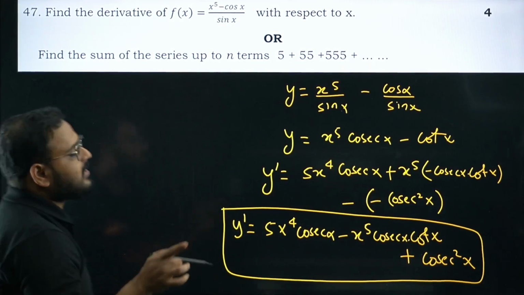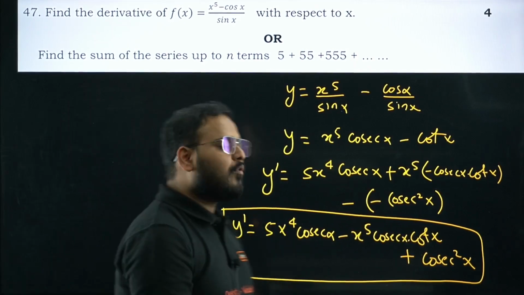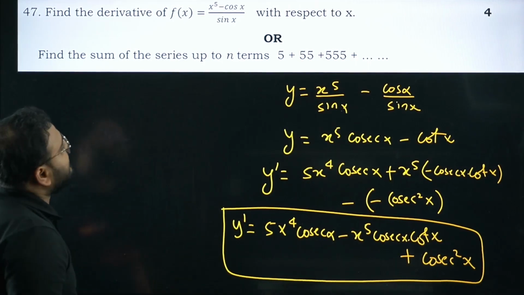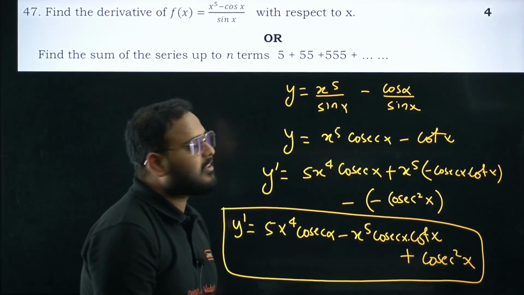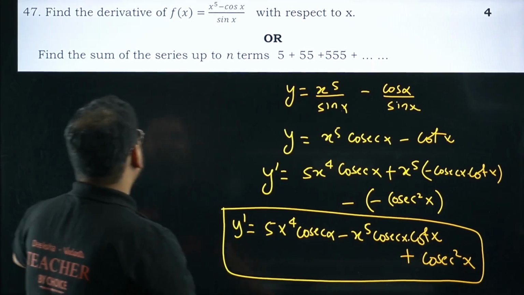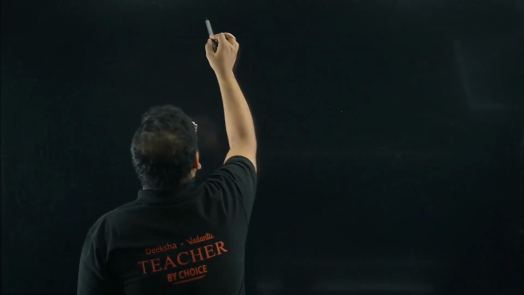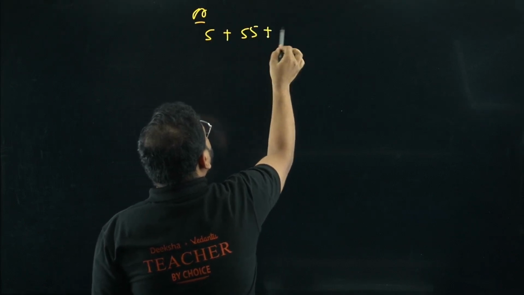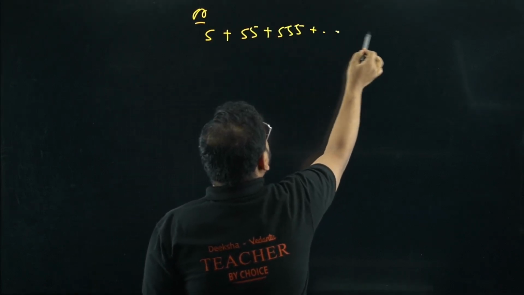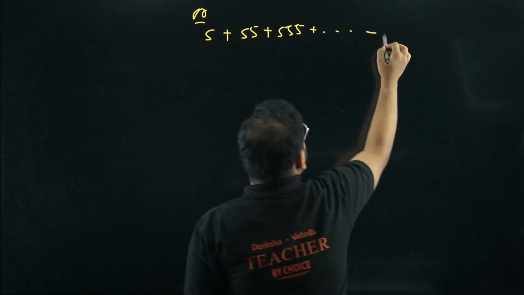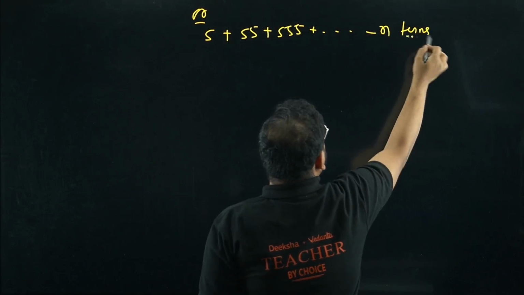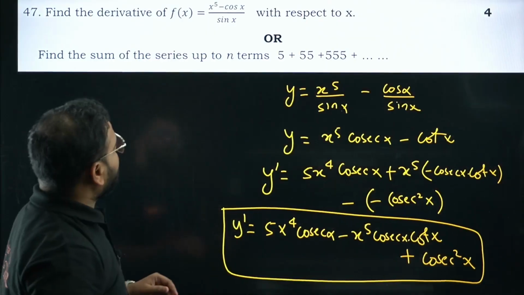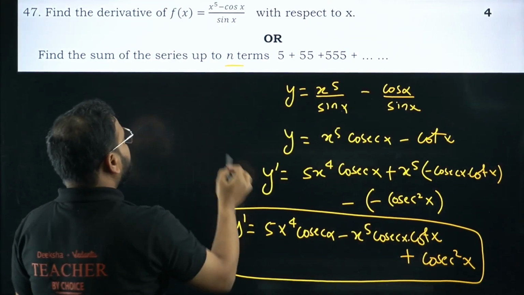We'll solve the OR part, the last question of the day. Quickly we'll solve and move on. Find the sum of the series up to n terms: 5 plus 55 plus 555. How can you solve this? In the OR part, I'm solving here: 5 plus 55 plus 555 plus so on, up to n terms. They've mentioned n terms here.